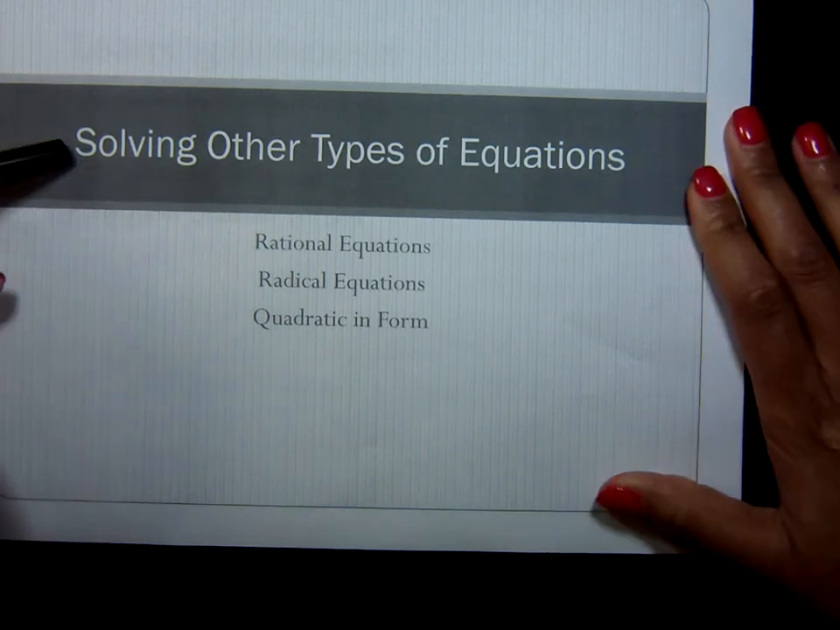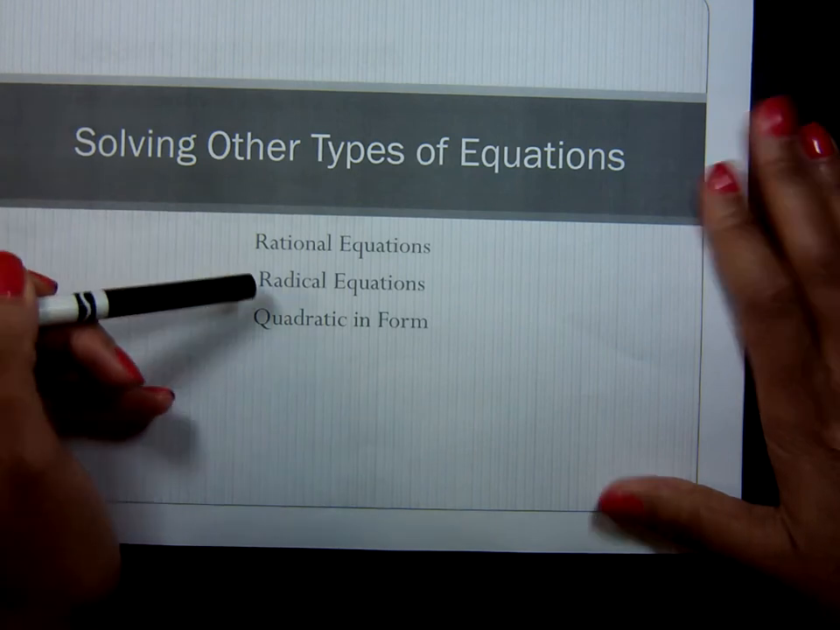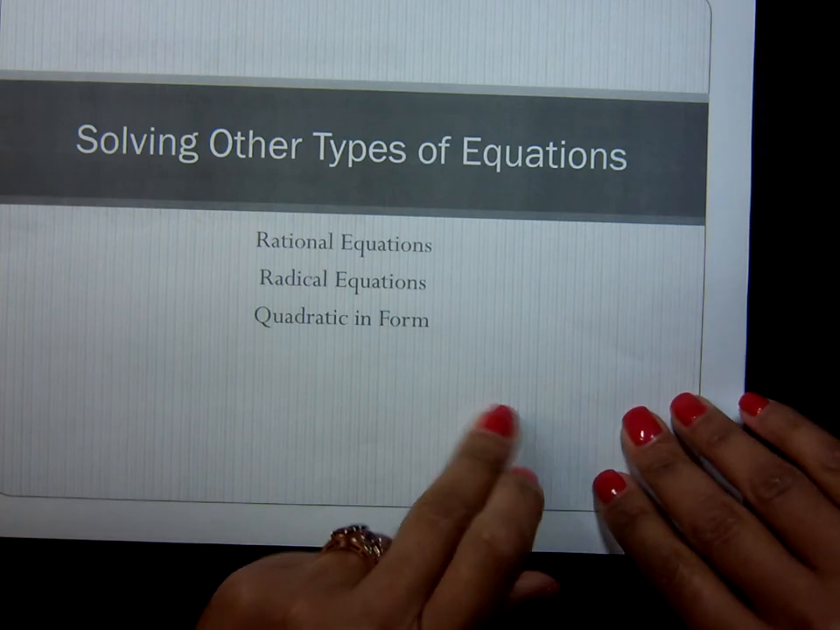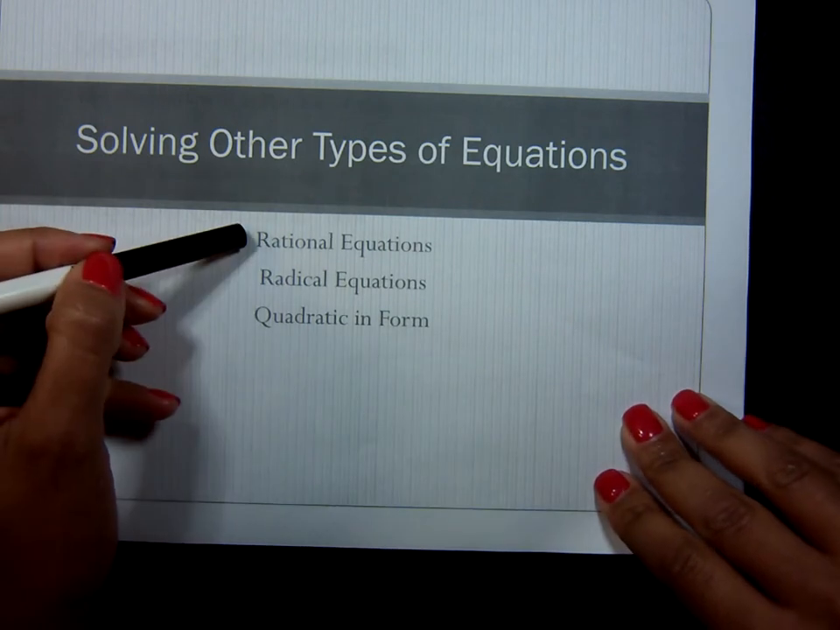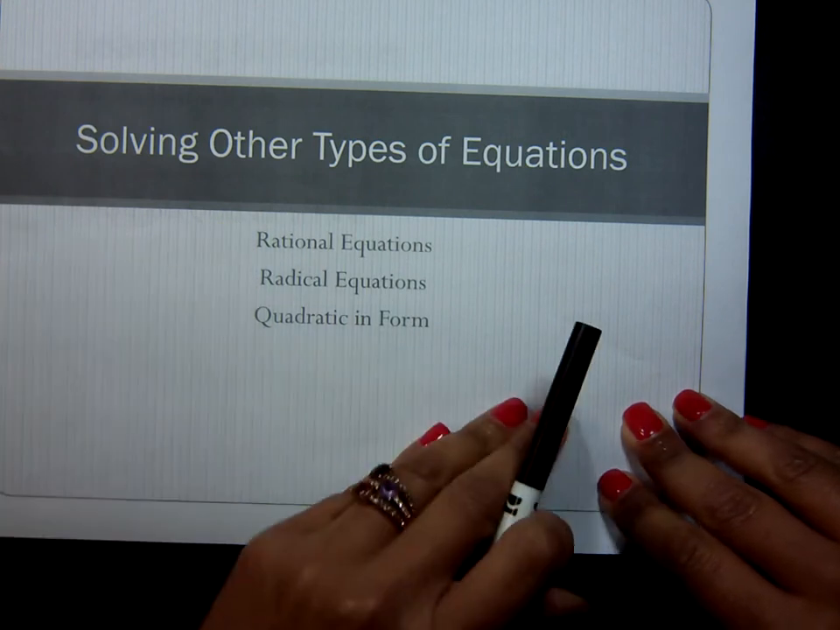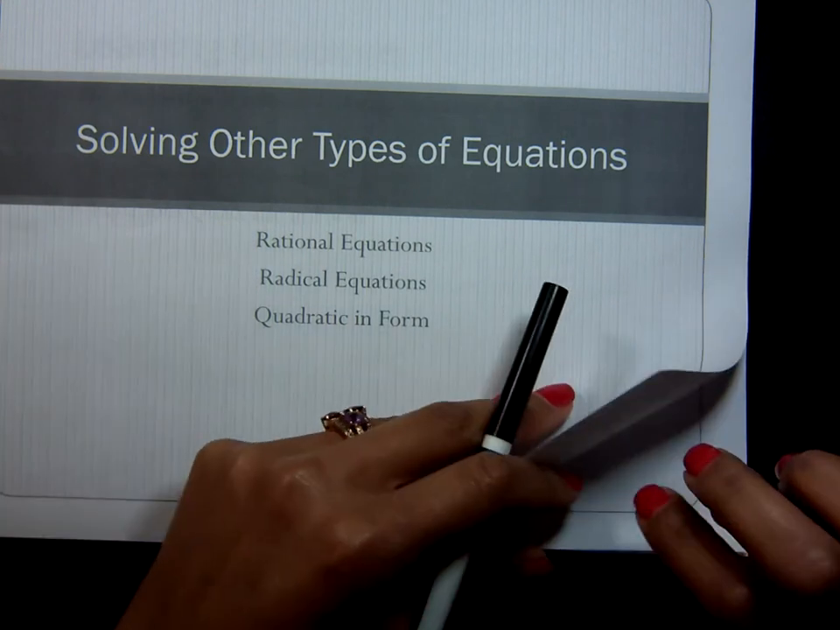We're continuing our study of solving other types of equations, and today we're going to continue with solving radical equations. So we've already discussed rational equations and the work rate applications, and we'll look at radical equations today.